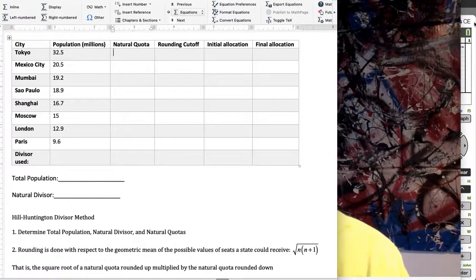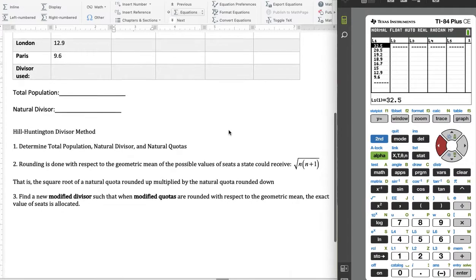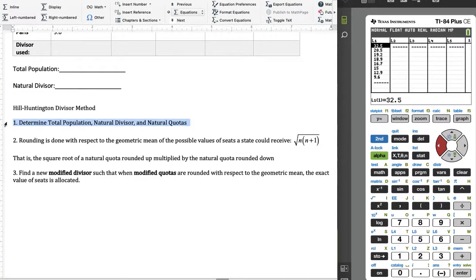There we go. That's half on, half off. There's our calculator. So the Hill-Huntington method, we go through the steps just like before. We determine the total population, find the natural divisor, and the natural quotas for each state. We're now going to round, whereas Jefferson is a divisor method. Jefferson rounds down every single time, whereas Webster, a second divisor method, rounds at 0.5.